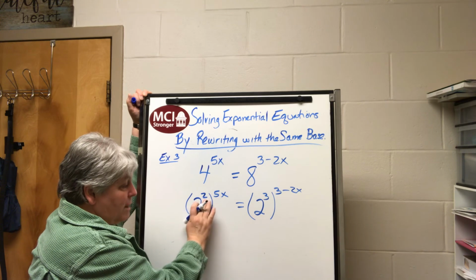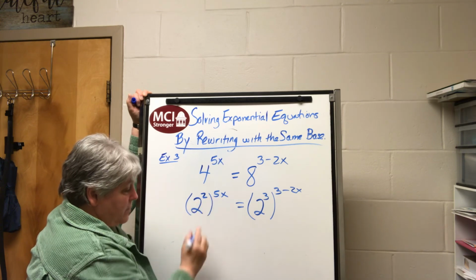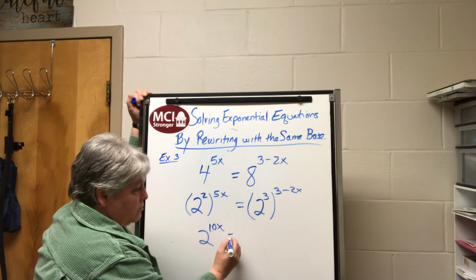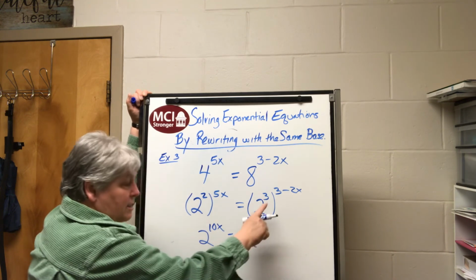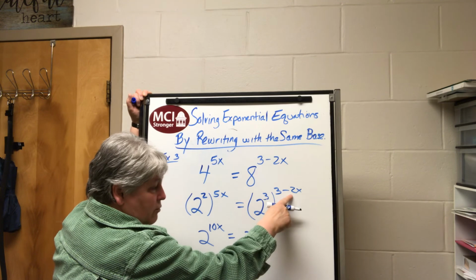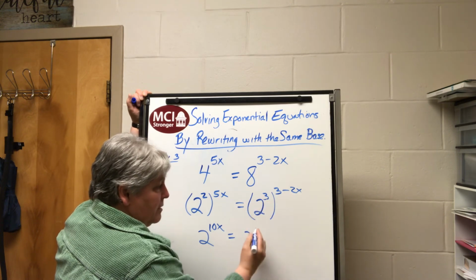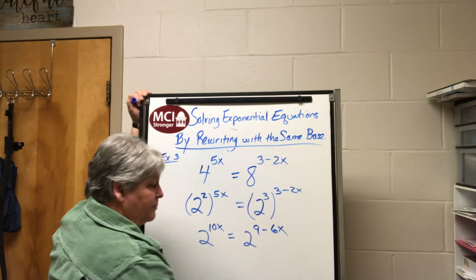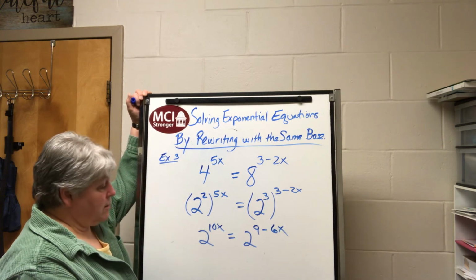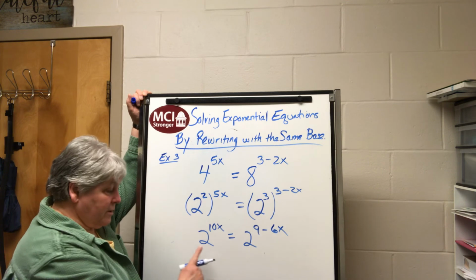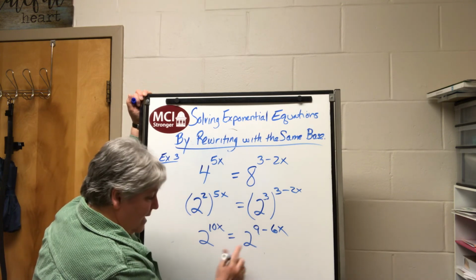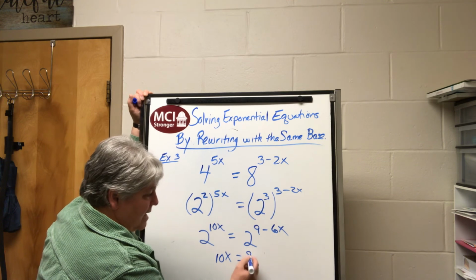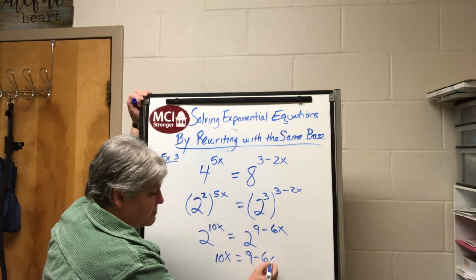This is really technically still a 4, so I'm going to use my property of exponents. Something to a power to a further power, you multiply. 2 to the 10x is equal to 2 to the, and here we have a single term times a binomial, so you have to distribute. So 2 to the 9 minus 6x. And now, because these match, I can say 10x equals 9 minus 6x.